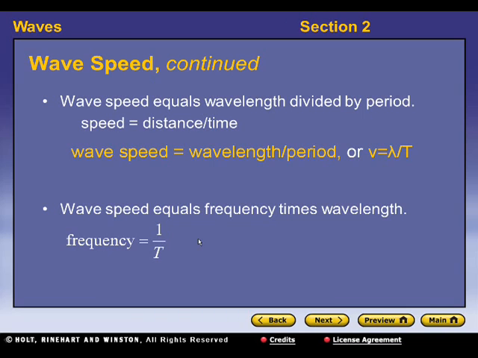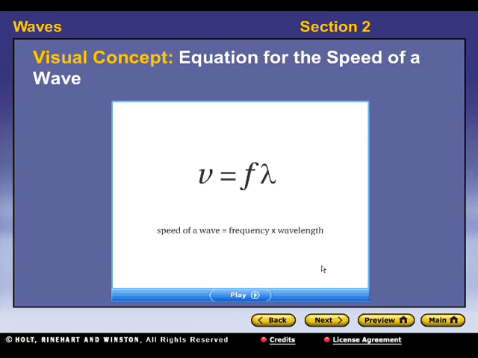Because frequency is 1 over the period, you can take the wavelength and multiply it by frequency, which is the same thing as 1 over T, and it still gives you the same information. So wave speed can also be frequency times wavelength, or f times λ.